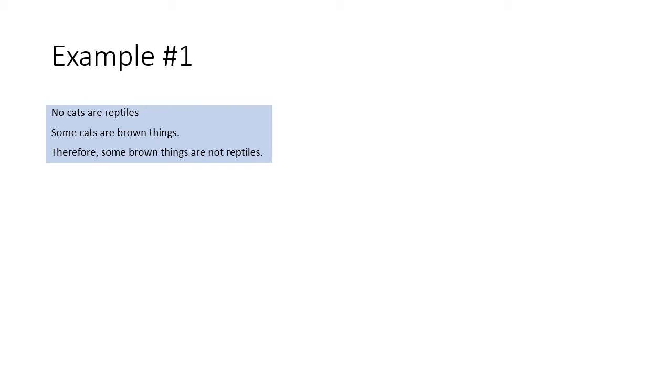They will all have 3 different terms. So in this case, cats, reptiles, and brown things. And those 3 terms appear exactly twice. One appears in both of the premises, but not in the conclusion. That's cats in this case, and that's the middle term. The minor term is the subject of the conclusion, so brown things, and then reptiles is the major term, the predicate of the conclusion.